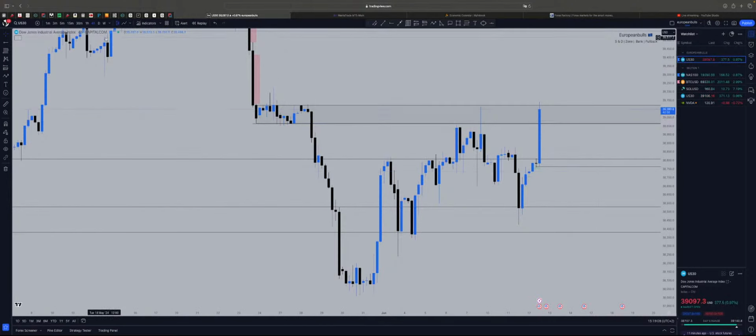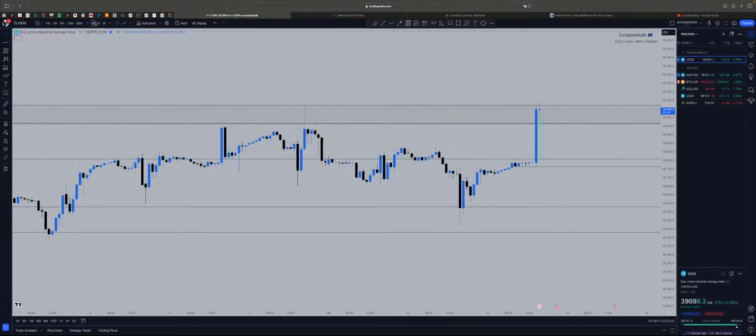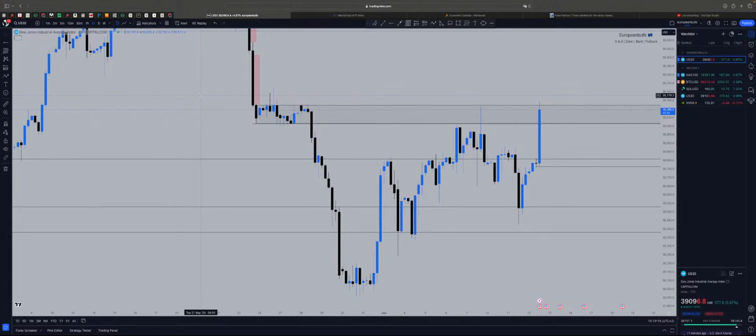Anyway, here you can see on the 4 hour the price has gone straight up to the sky. 40 minutes left to close.